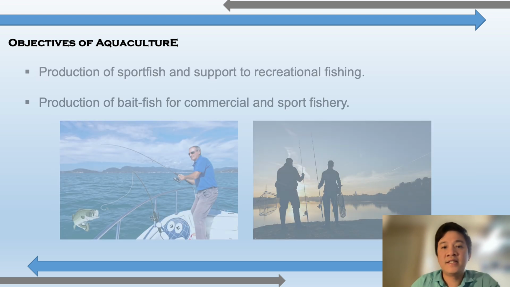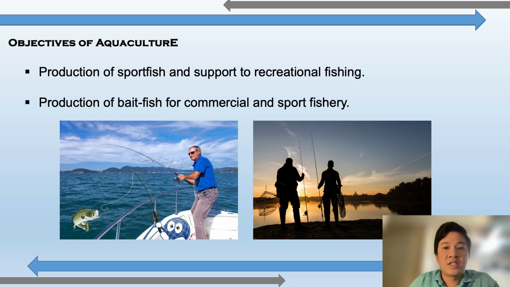Another objective is the production of sport fish and support to recreational fishing, and the production of bait fish for commercial and sport fishery. Usually, this is for the developed countries where sport fisheries is very much prevalent. So those people engaged in sport fisheries usually intend to increase the fish stock through aquaculture, and that will then be used for recreational purposes, like what you have seen in the slide.